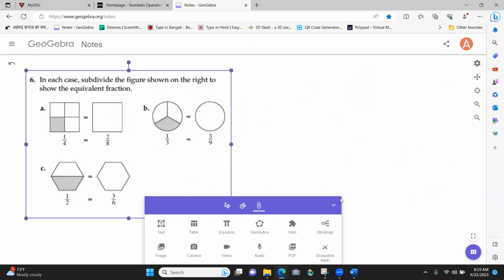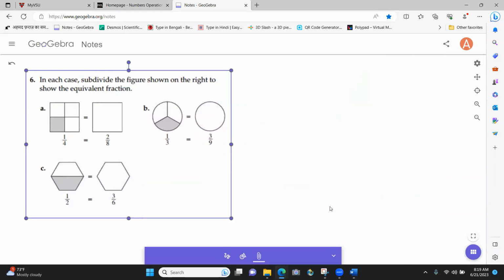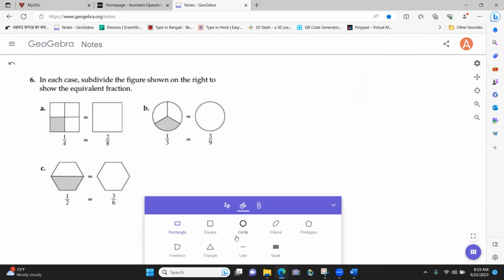All right, so this is also simple. This time you have to physically do it. You have to show that 1/4 is the same as 2/8. So you have to cut this square, we're doing part A, into 8 equal parts. Well, how do we do that? 8 equal parts. You can do it in a variety of ways, but I'll do it like this. We have to assume they're really nice and equal.